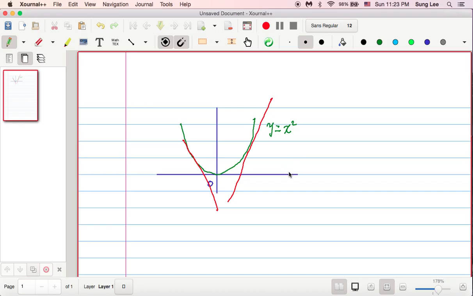Okay, so now we see that the sign of f prime of x determines whether the graph of the given function is decreasing or increasing on an open interval. Okay, so now we see why the theorem makes sense.